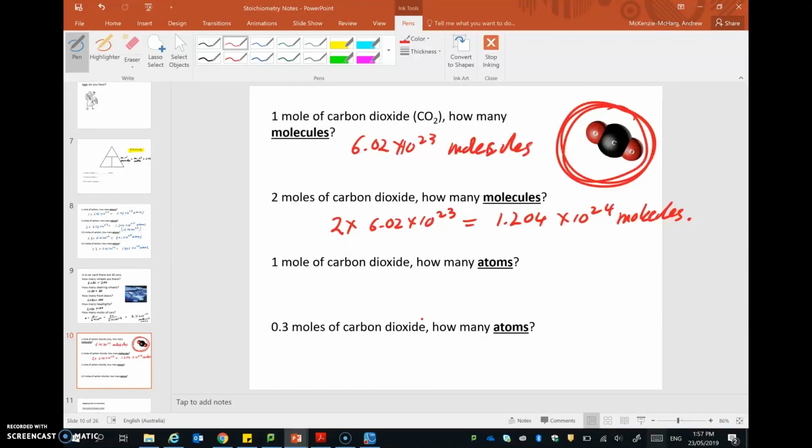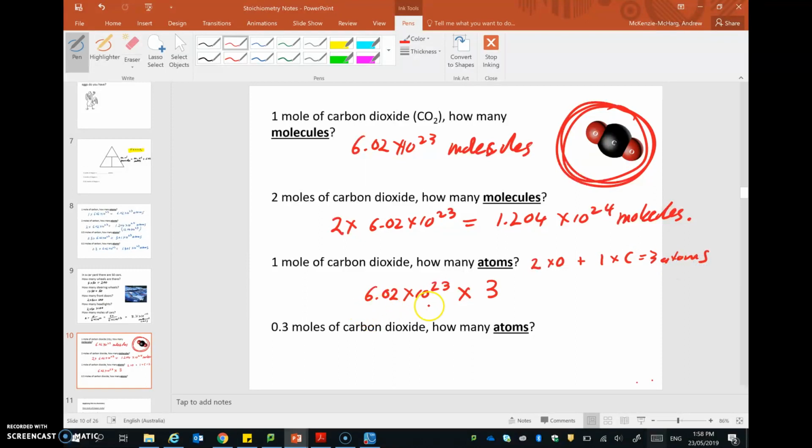Okay, so 1 mole of carbon dioxide, how many atoms? Well, we know that we have 6.02 by 10 to the 23 molecules, and each of those has 3 atoms. Okay, there's 2 oxygens and 1 carbon in each, so there's 3 atoms altogether.